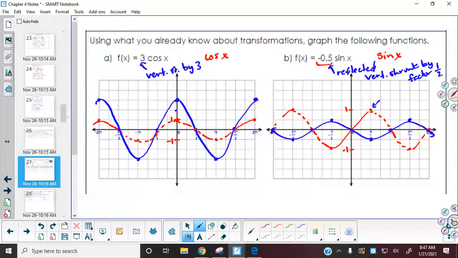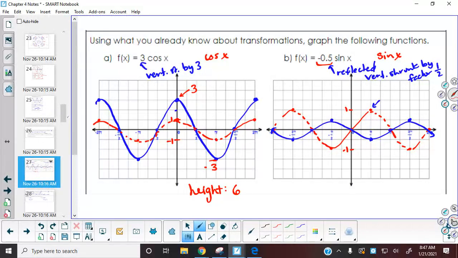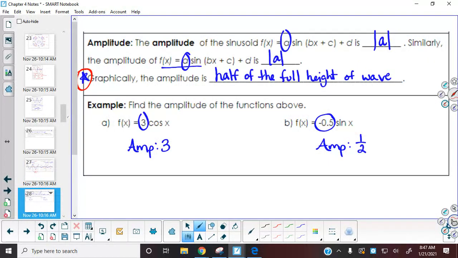So if we look here, if this is a value that we've gone up 3, and this is a value that we've gone down 3, the height of this from +3 to -3 is 6. And so that tells us, if we're using this, that graphically the amplitude is half the full height. If that height is 6, that means the amplitude is going to be half of that. So again, when you guys are given the function, just look here. However, if you are given the graph, you have to do a little work and figure out the distance between the max and the min, and then cut it in half to figure out your amplitude.